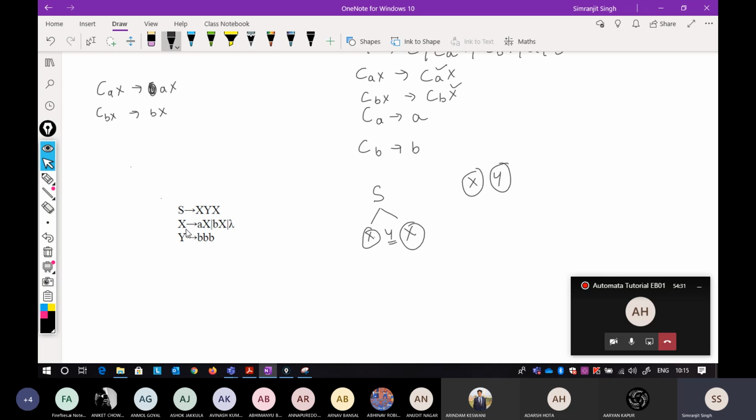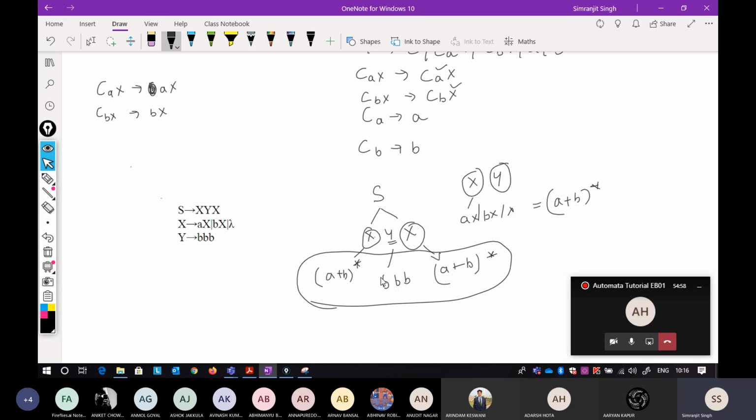From the looks of this X, if you remember, this is a building block: aX, bX, and then lambda. So this is a building block of (a+b)*. So I can directly say this X is just (a+b)*. If this X is (a+b)*, this other X is also (a+b)*. Now what exactly is Y deriving? Y is deriving a constant thing, that is your 3 b's. So the language derivable from this particular question is (a+b)* followed by 3 b's. So after 3 b's, any number of a's and b's can come. That is your particular language in this one.